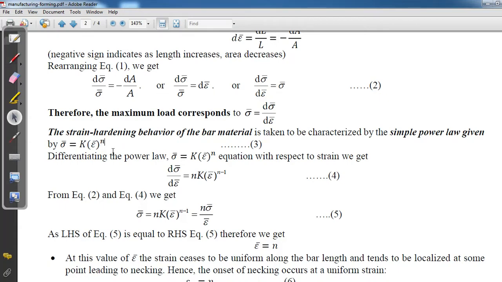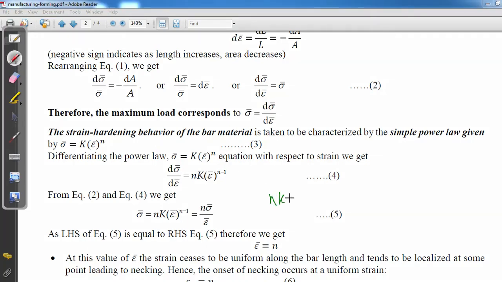strain hardening rate. So now we will differentiate this power law. K is constant, so it will remain outside of the differentiation. Epsilon bar to the power n: the n will come to this side, then epsilon bar to the power n minus 1. Okay, so we reached here. From 2 and 4 we see that sigma bar is equal to this term, and this term is equal to n times this. So we will equate finally sigma bar equal to n K epsilon bar to the power n minus 1.